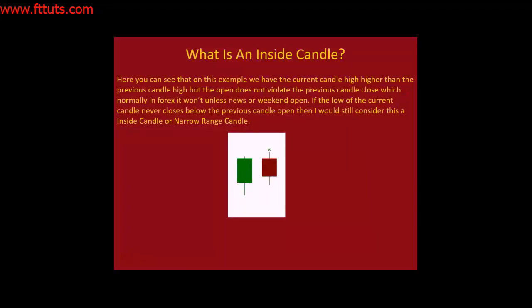Here you can see that in this example, we have the current candle high higher than the previous candle high, but the open does not violate the previous candle close, which normally in Forex it won't unless news or weekend open. If the low of the current candle never closes below the previous candle open, then I would still consider this an inside candle or narrow range candle.